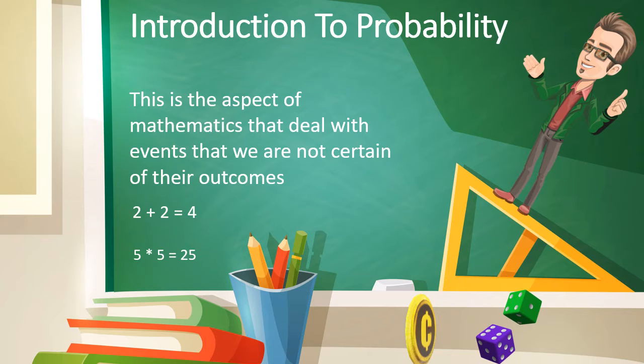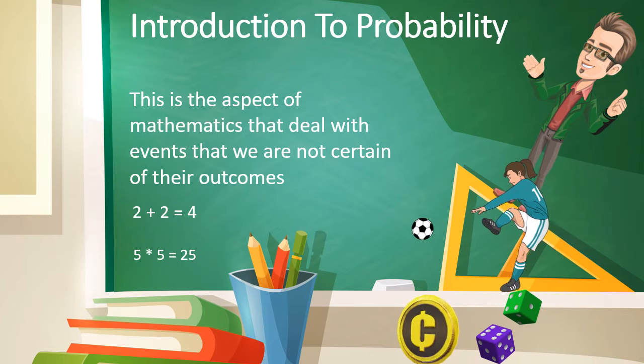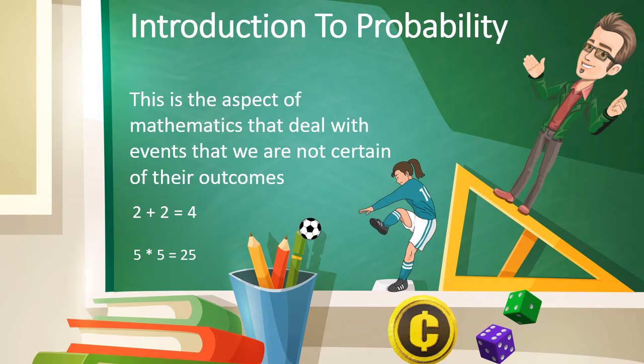But when talking about events like throwing a dice, tossing a coin, or when your favorite team wants to play, it's hard sometimes to say what the outcome will be. But with probability, we have a good chance to predict the likelihood of that event, if it will not happen, or might happen, or will definitely happen.